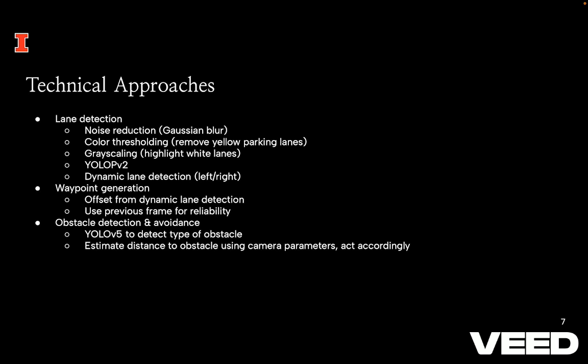For waypoints, we simply added an offset to the lane, whichever one we found, to go to the middle of the lane, and then we also implemented a reliability feature using the previous frame of the waypoints. And then for obstacle detection, we used YOLO V5 to detect stop signs, and then we estimated the distance to the stop sign using camera parameters.